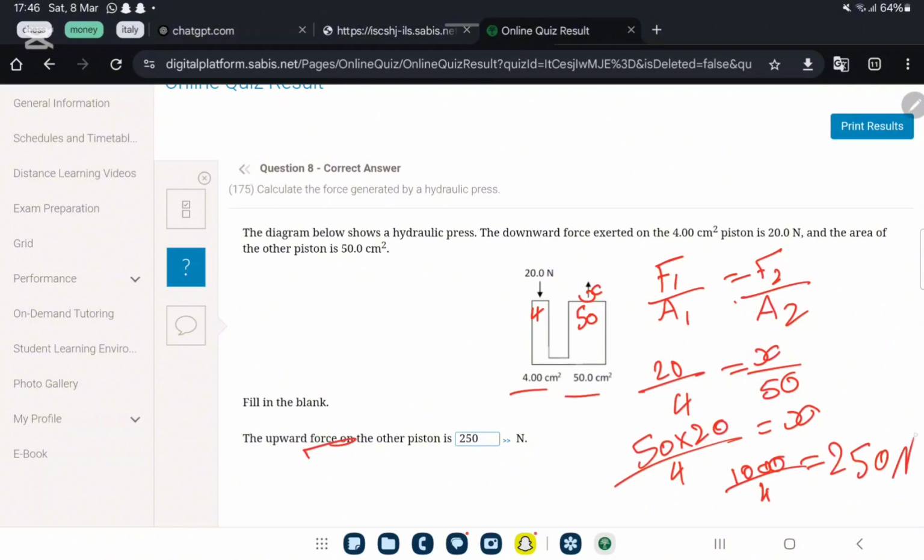So it's 250 newtons. This is all of chapter 5 for physics.